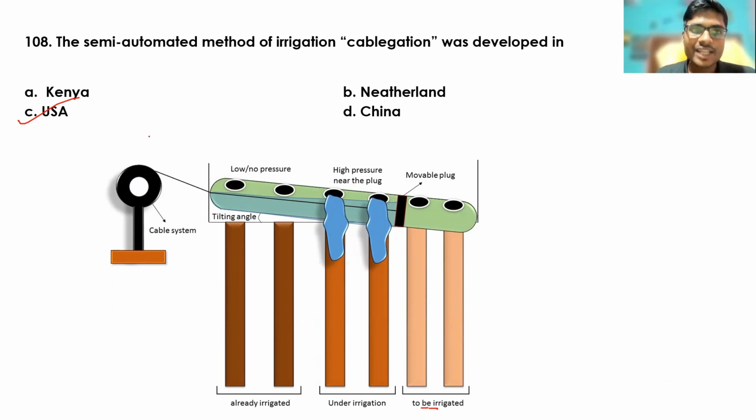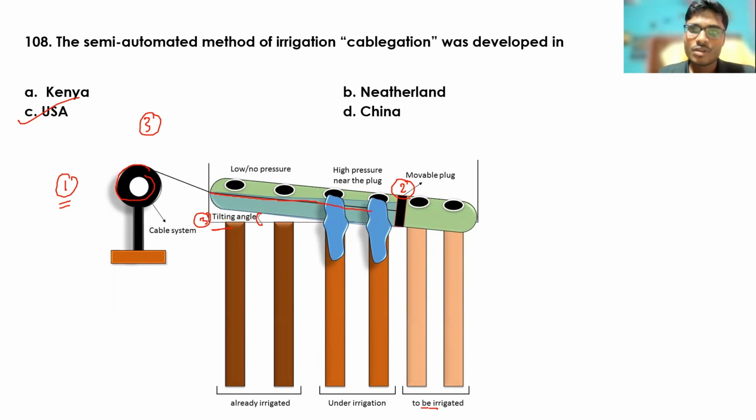Here we can see there are three main systems of the cavalgation. That is the cable system. Okay, this is the first important thing. The second important thing is the movable plug. Then the third important thing is the tilting angle. This tilting angle is very, very important, because due to this tilting angle, the water will be in a gentle slope inside the gated pipe.